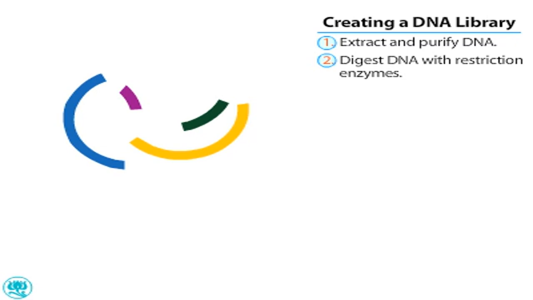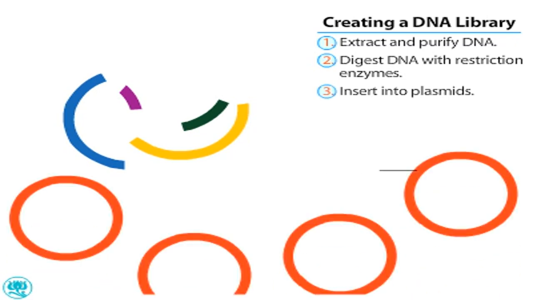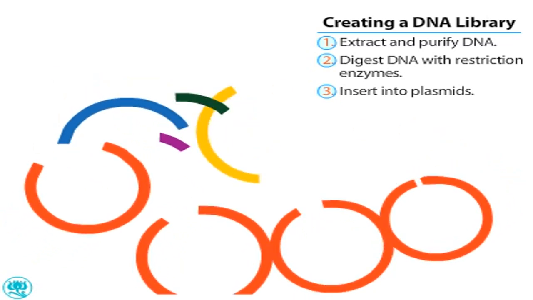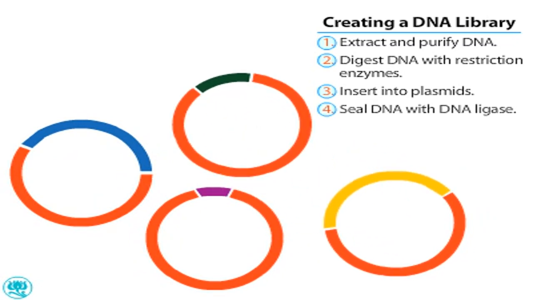To create the library, each fragment must be inserted into loops of DNA called plasmids. A plasmid is a type of vector that allows the DNA to be shuttled into bacteria. The plasmids are digested with the restriction enzymes and then sealed to the human DNA using the DNA ligase enzyme. The resulting molecules are recombinant.